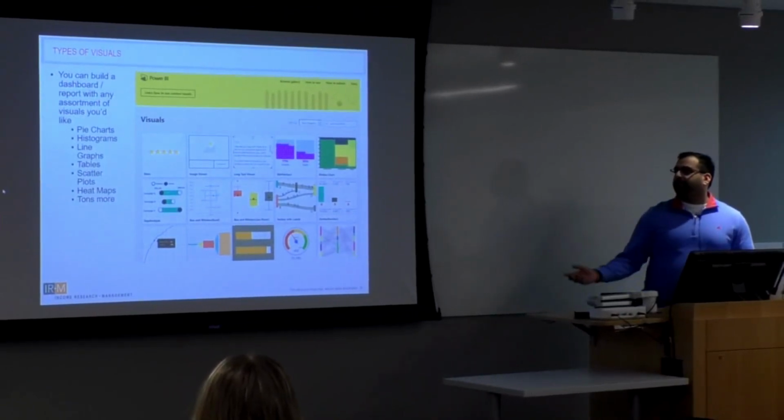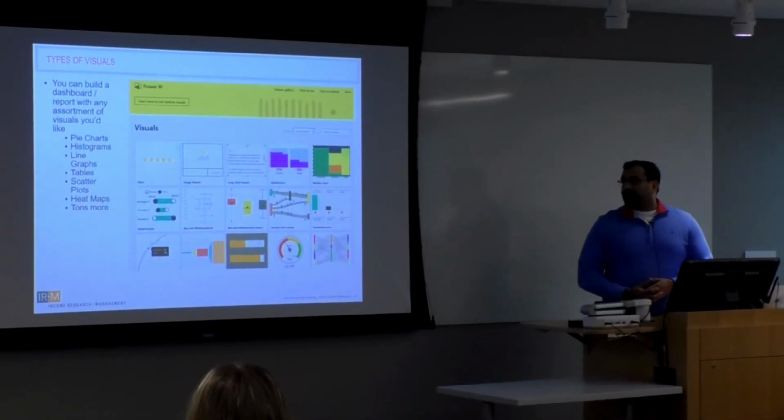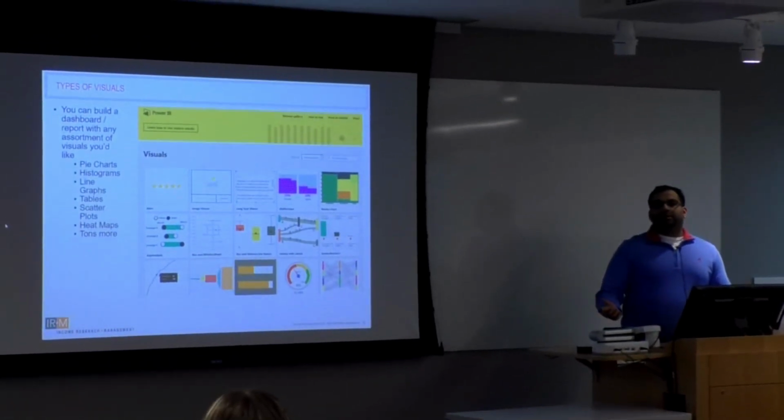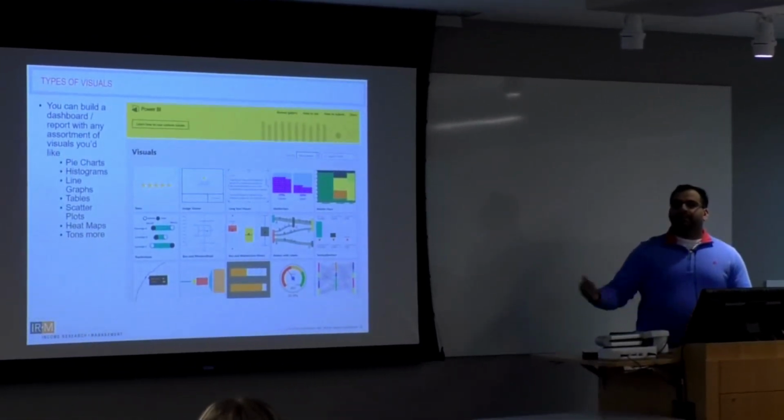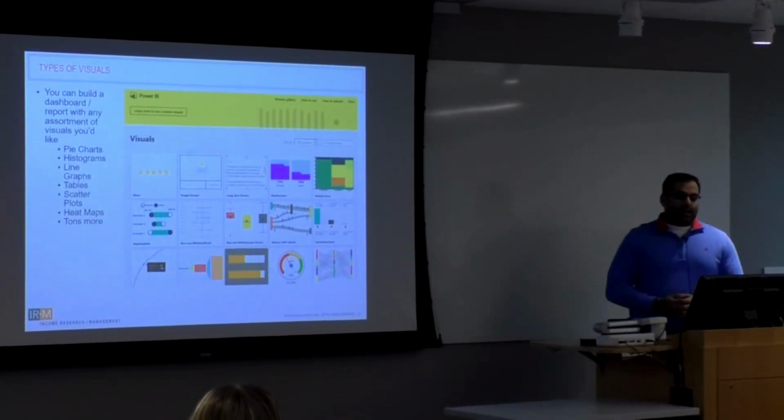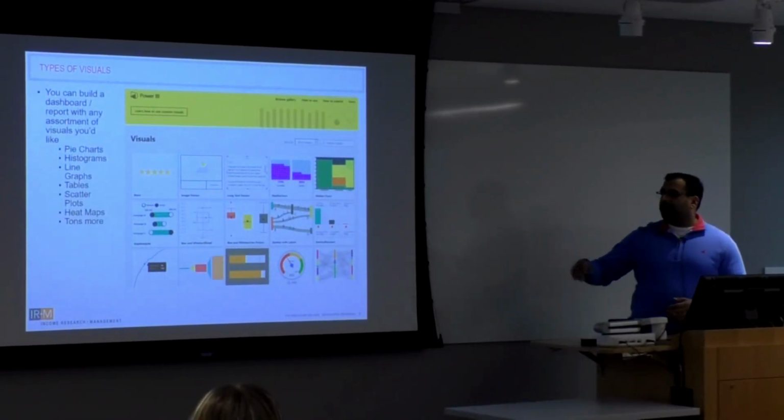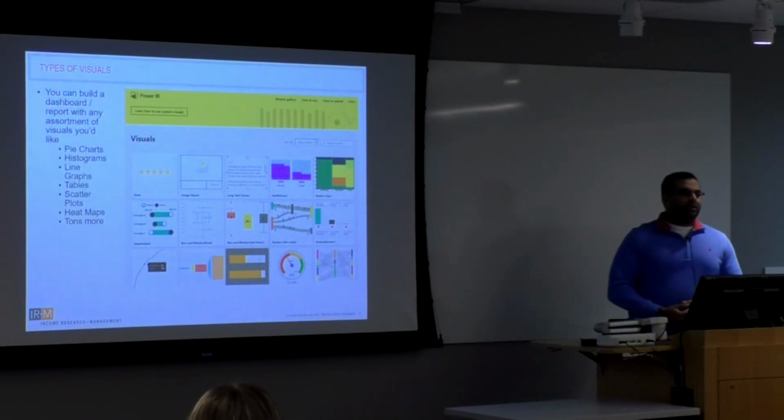So here are the different types of visuals. I think these are all really cool and all have a use depending on what you're trying to build, and some of the examples that I'll run through will showcase how all these different ones can be pulled in. It has all the typical ones that you'd expect, the ones that you would see in Excel. You have line graphs, pie charts, histograms.